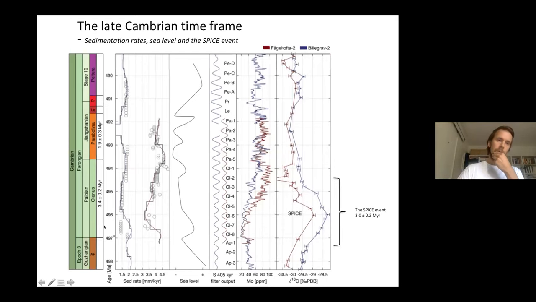And then we find out that the Ulinus superzone lasted 3.4 million years. And this is also consistent with Gradstein's estimation of about 3 million years. And the Parvulinus superzone lasted 1.9 million years.